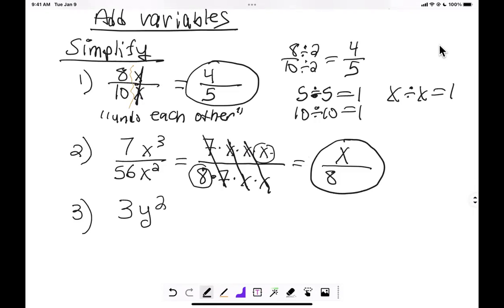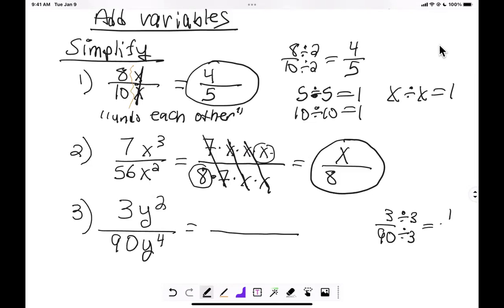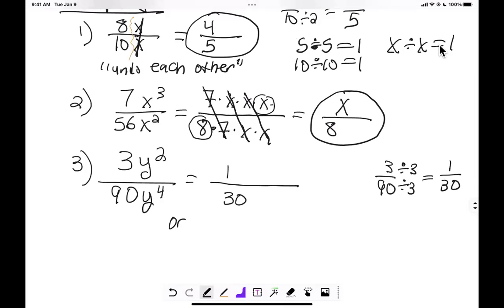Three y squared over 90 y to the 4th. Okay, I can think of this 2 different ways. Like the last one, I could have thought 2 different ways too. I can divide both of them by 3 if I wanted to, and I would get 1 over 30, which means I have a 30 in the denominator and a 1 in my numerator. I don't think I need my 1, but I'm going to write it there for right now. Or I could have broken 90 down to 30 times 3. Why would I do that? Because I know I can get rid of my 3. Either way, there are two different ways to think about how to do this problem.